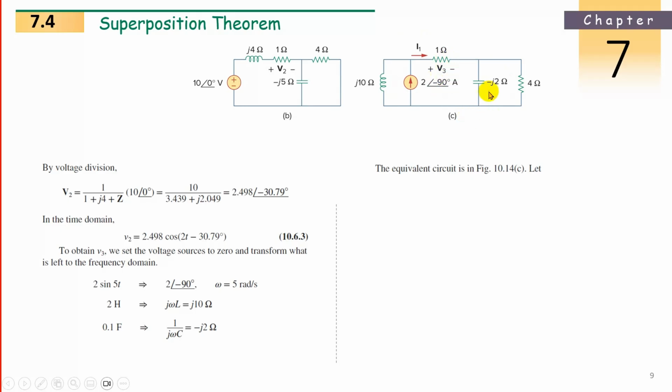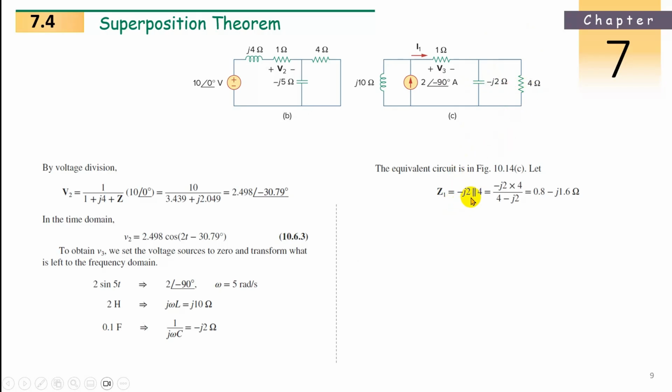Before going to that, what we need: these 3 are in parallel, 1, 2 and 3. Let's see. First we will find Z1, that is minus J2 and 4 are in parallel. These 2 are in parallel.